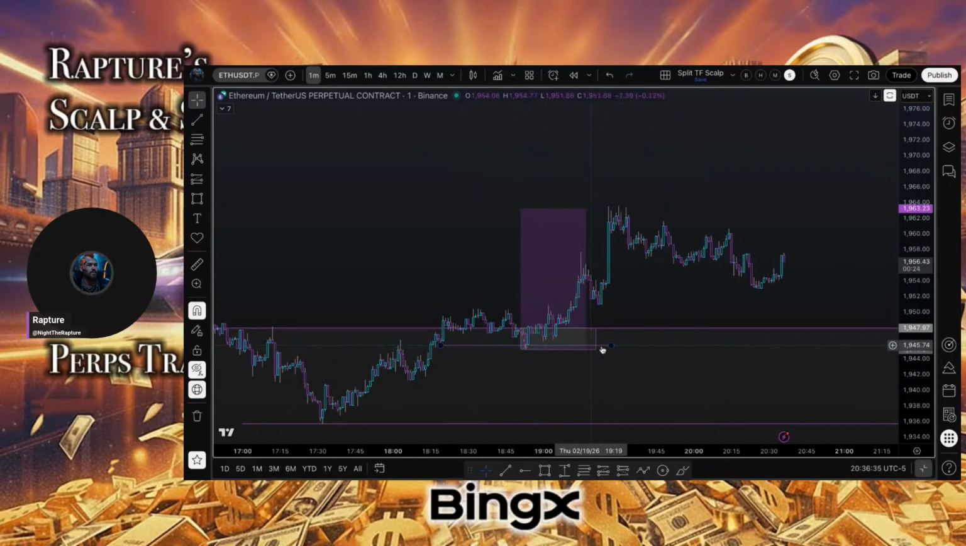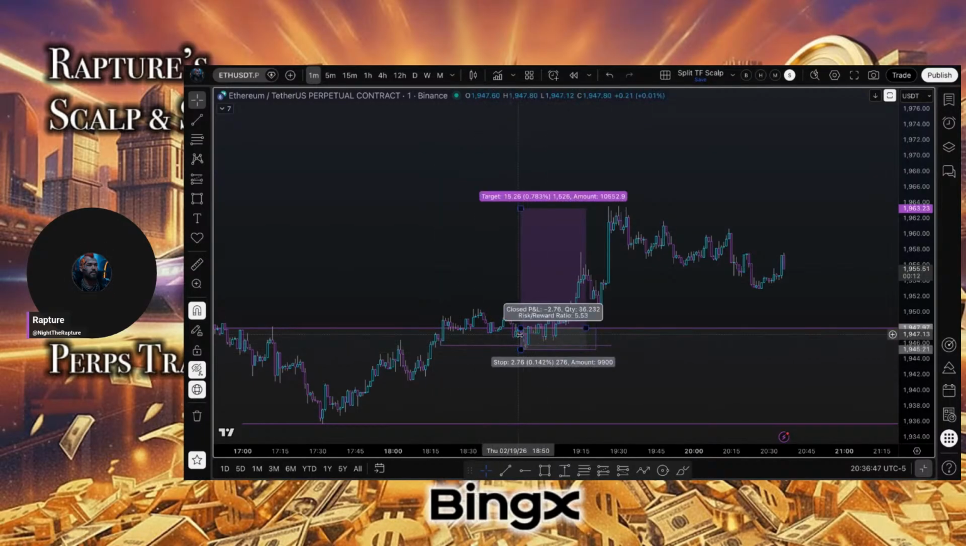9 times out of 10, I wait for a high time frame level to get taken out, and then I'm looking for the low time frame interaction at that level. This is just to outline quickly so you can see. Well, here was an M1 SFP. Flip the level.